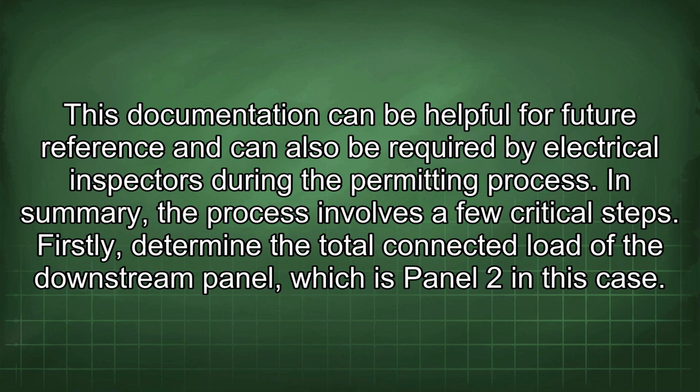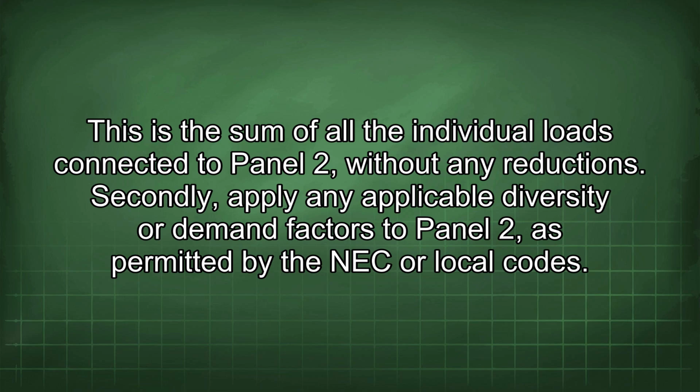In summary, the process involves a few critical steps. Firstly, determine the total connected load of the downstream panel, which is panel 2 in this case. This is the sum of all the individual loads connected to panel 2 without any reductions. Secondly, apply any applicable diversity or demand factors to panel 2, as permitted by the NEC or local codes.